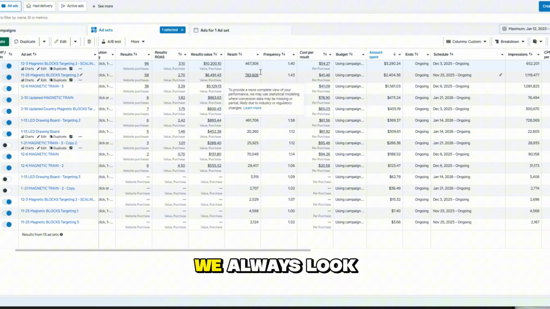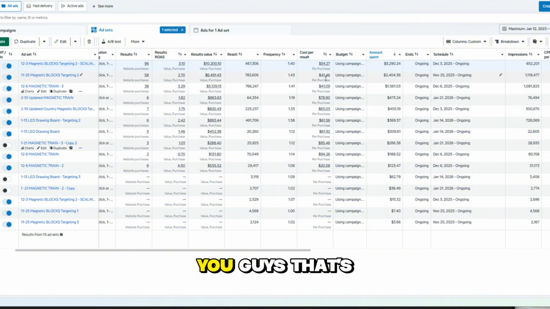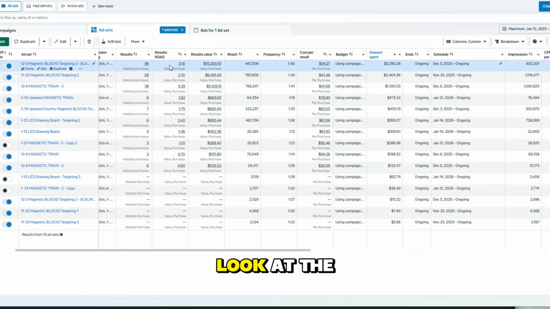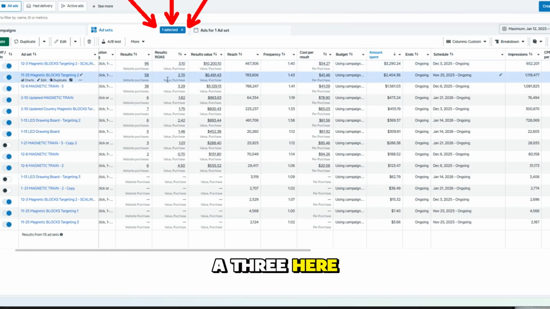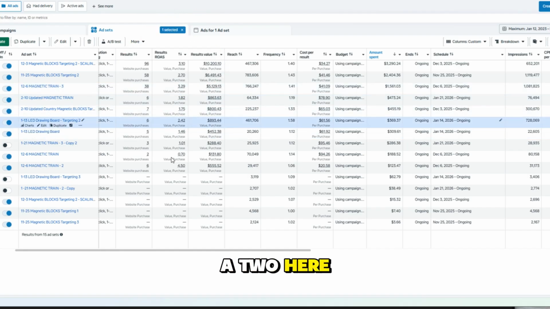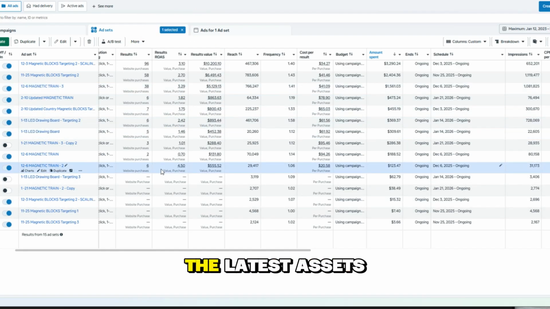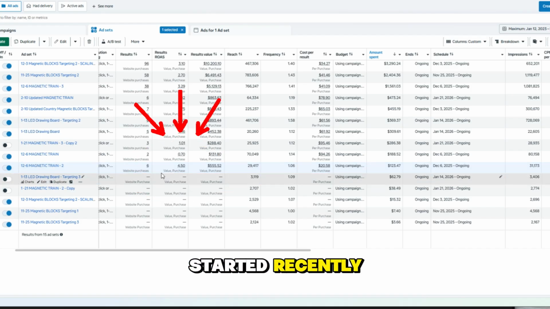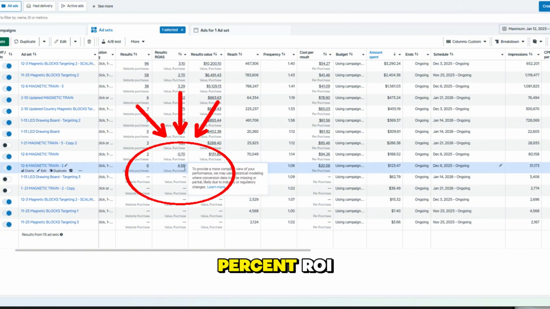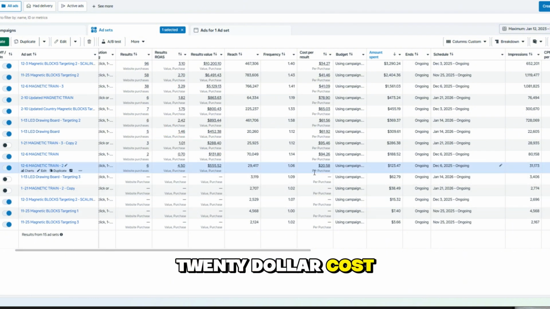So one of the things that we always look at is the cost per purchase, you guys. That's one of the most important things, right? And then we look at the ROAS. The ROAS is a 3 here, a 2 here, a 3 here, a 1.8, 1.7, a 2 here, etc. One of the latest ad sets that we just started recently is a different product. It's called the Magnetic Train, and she's already almost a 5% ROAS, which is amazing. $20 cost per purchase.